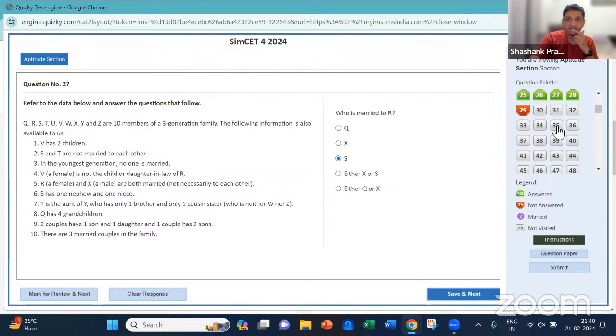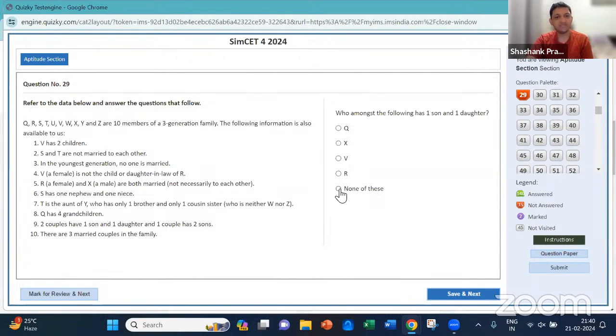What did I mark here? R and S, na? R and S and X and T. Again, I have to mark something. R and S and X and T. So R और X में से एक आंसर आना चाहिए. I'm thinking, but one cousin sister है. So R and S should be my answer because XT will have one kid then.